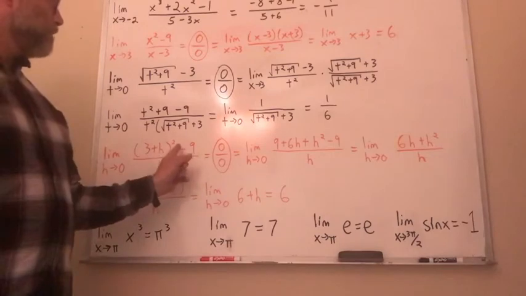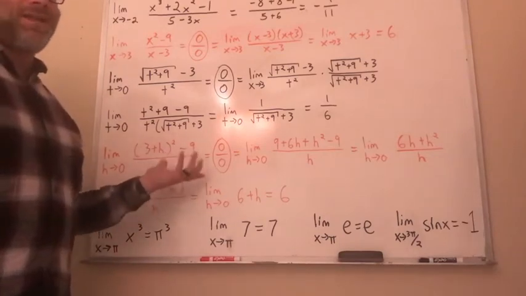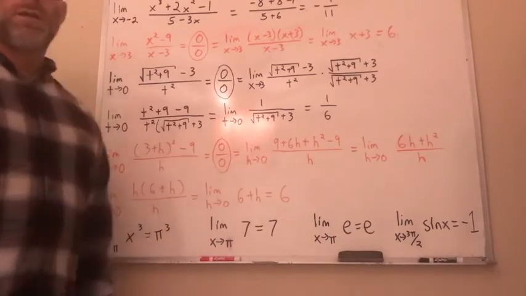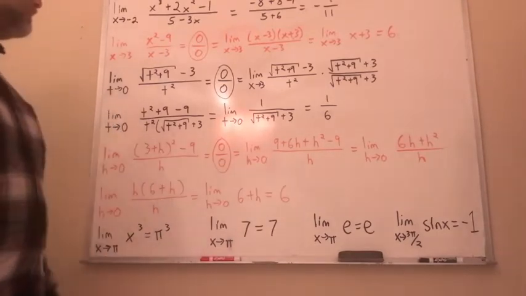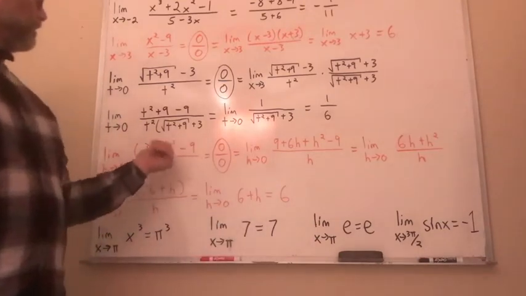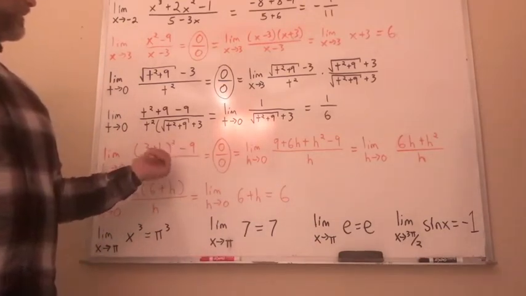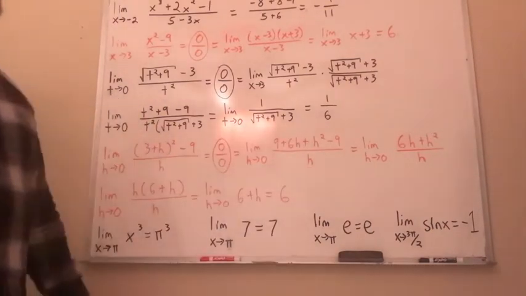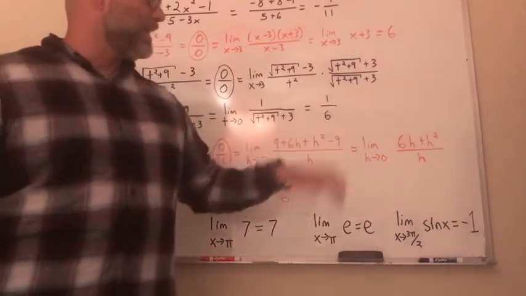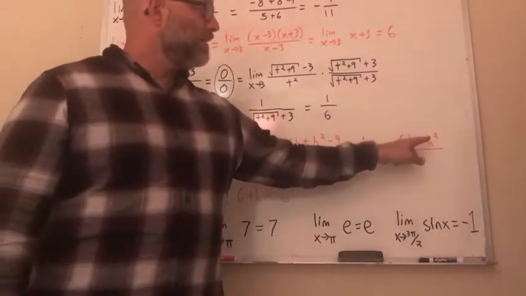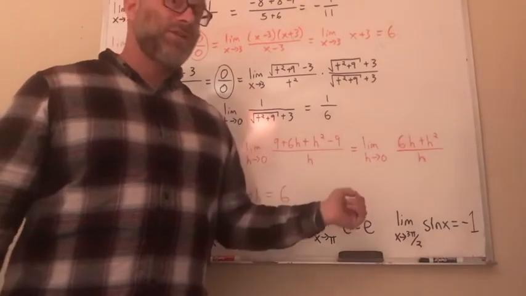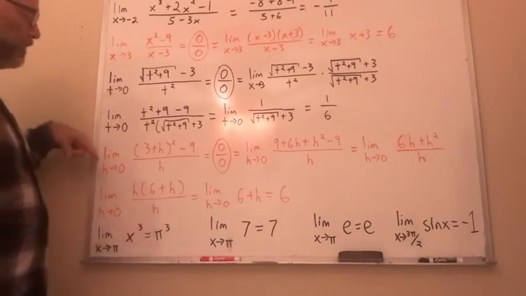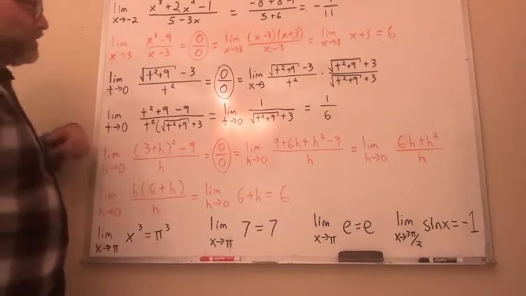Well, this right here is a nice, beautiful quadratic in standard form. I don't have to leave it in standard form. I can bring it to general form by just doing what? Yeah. So, 3 squared plus 6h plus h squared minus 9 over h. Hey, look again, 9 minus 9, that cancels out, leaves you with this. You've noticed there's a common factor of h in the numerator. Factor that out. Now, h divided by h is 1. 1 times 6 plus h is 6 plus h.